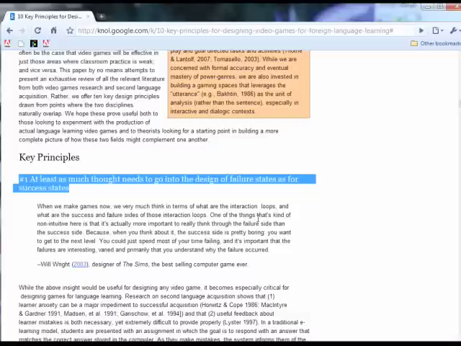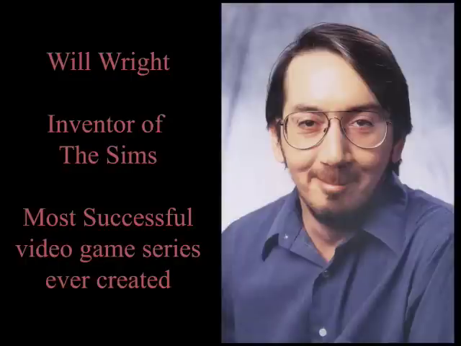When we do games now, we very much think in terms of what are the interaction loops, what is the success and failure side of those interaction loops. And one thing that's kind of non-intuitive here is that it's actually more important, we found, to really think through the failure side than the success side. Because when you think about it, the success side here is pretty boring. You really want to get to the next level, and you're going to spend most of your time failing. And it's important that the failures are interesting and varied, and primarily that you understand why the failure occurred. So if the Sim falls to the ground and starves to death, you understand, oh, I need to feed the guy.